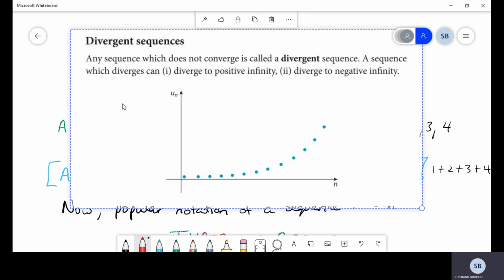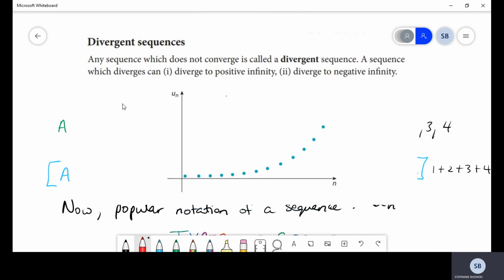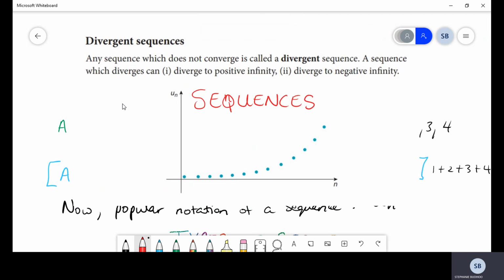Well, we saw what happens with a convergent sequence. As n approaches infinity, the numbers get closer and closer to a particular value. Look at this graph here, right? Look at this graph right here.